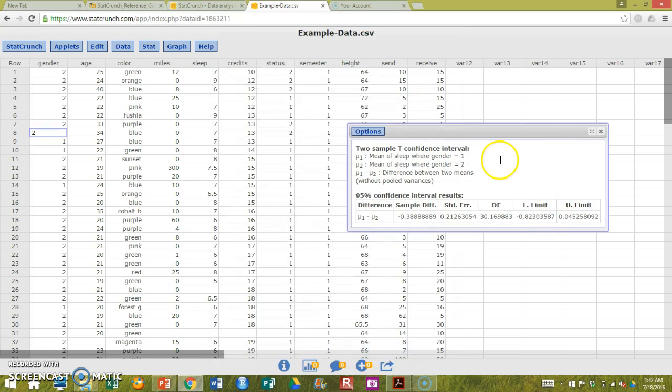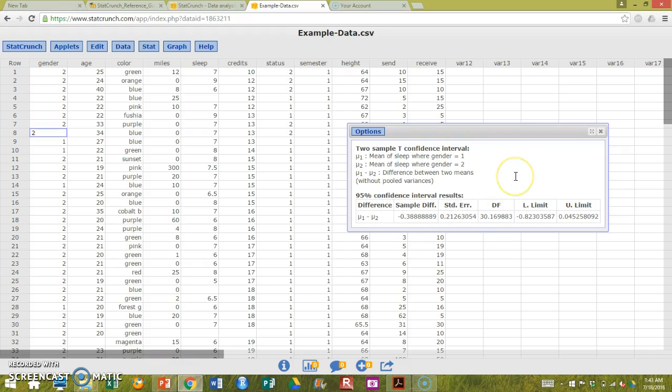That's it. So since we did males minus females, 1 minus 2, what this is saying is that here's my lower limit, here's my upper limit on my 95% confidence interval. What it's saying is I'm 95% confident that males in this population sleep an average of less than 0.823 to more than 0.045 hours than females in this population.